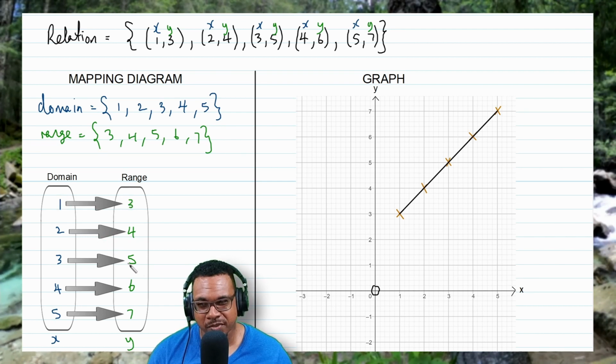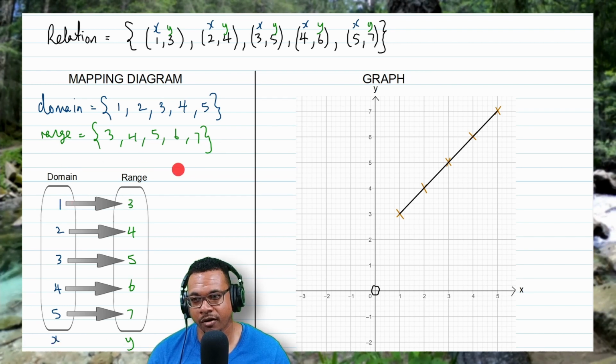So it doesn't necessarily mean that you always have to have the domain on the left-hand side and the range on the right-hand side. I can have it switched around, where the domain is on the right-hand side and the range is on the left-hand side. As long as the arrows point from domain to range, the mapping diagram is good. I can have the domain written above and the range written below and the arrows coming down. All right. But as long as the arrows point from domain to range, the mapping diagram is good.